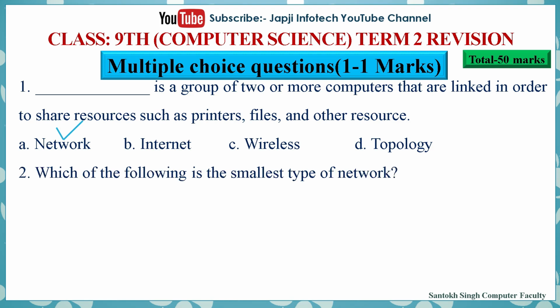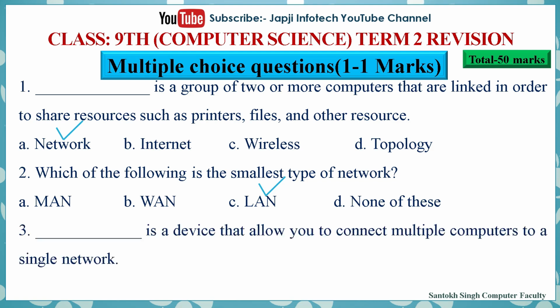Second one is, which of the following is the smallest type of network? The options are MAN, WAN, LAN or none of these. The right answer is LAN is the smallest type of network. And the third one is, dash is a device that allows you to connect multiple computers to a single network. The options are hub, bus, ring and star. The right answer is hub is a device that allows you to connect multiple computers to a single network.